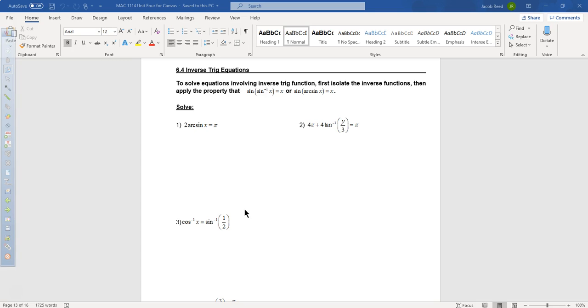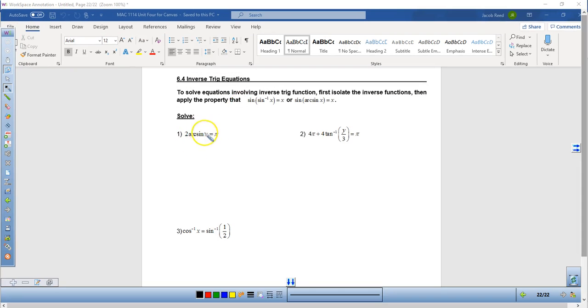So now we're going to be solving equations that involve our inverse functions, such as number 1 here, 2 arc sine x equals pi. To solve these kinds of equations involving the inverses, first we need to isolate the inverse, get the inverse by itself, then apply the property: sine of sine inverse x always cancels out, leaving us just x, or sine of arc sine x is x, just like we did at the end of 6.3.